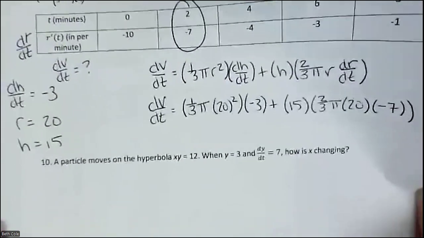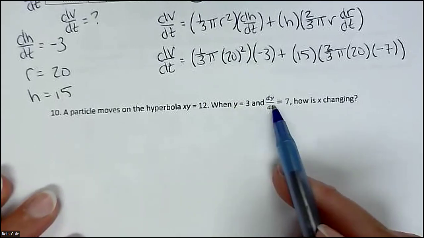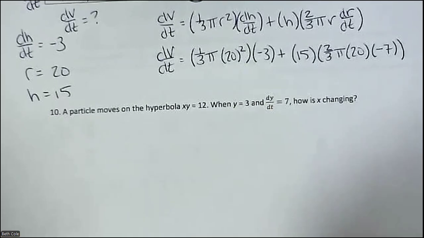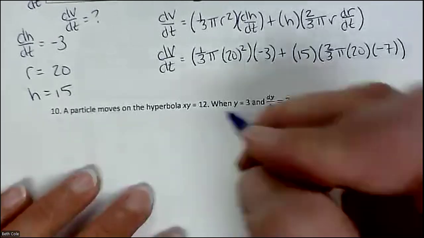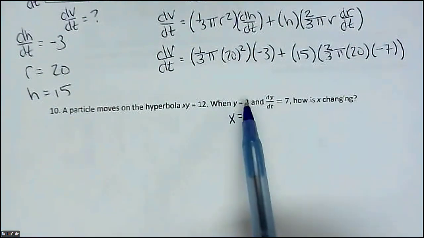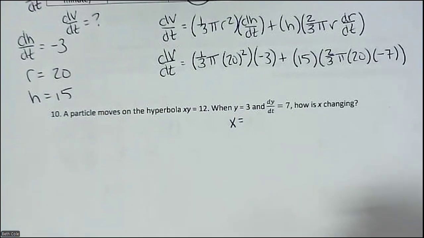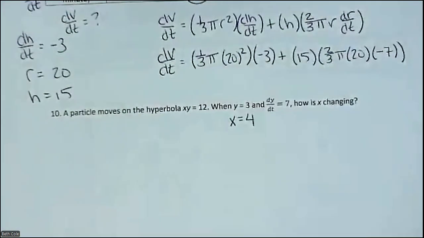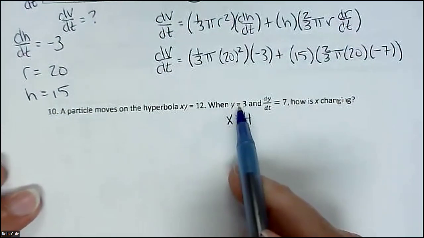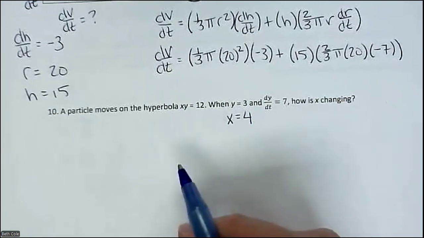Okay. The particle moves on this hyperbola. y is 3, dy/dt is 7. How is x changing? Just as a heads up, we are going to need x as well. So if y is 3, what is x? 4. Well, how did you get that? Yeah, xy equals 12. So if y is 3, 3 times 4 is 12. Are we all together there? That's kind of basic.